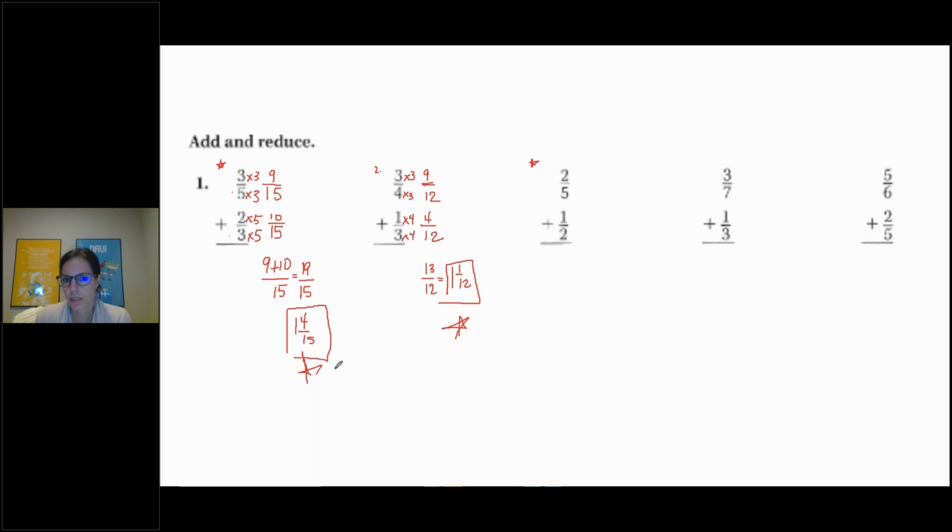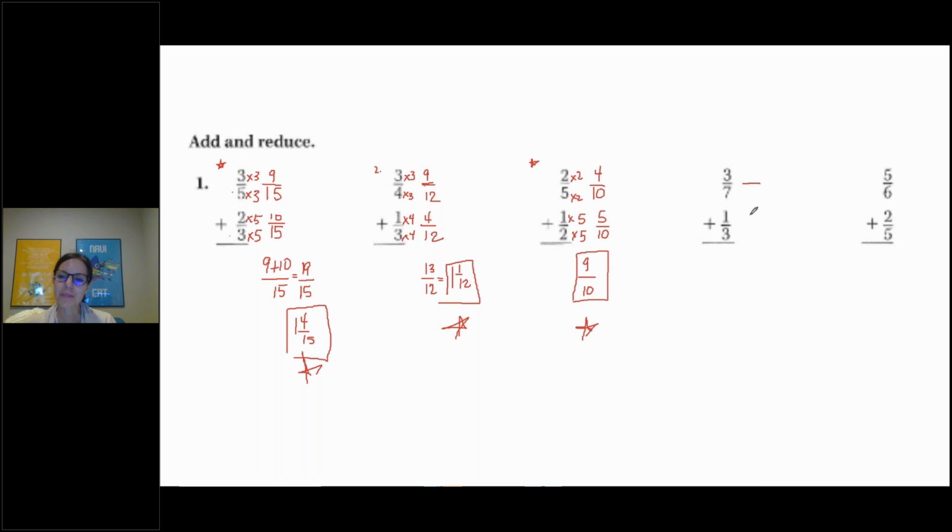Okay, let's do the next one. So what would the denominator be for the next one? 10. Okay, so what's your first top? Your numerator on the top. 4 over 10. 5 over 10. It would be 9 over 10. Yes. Yay! One more for good luck.